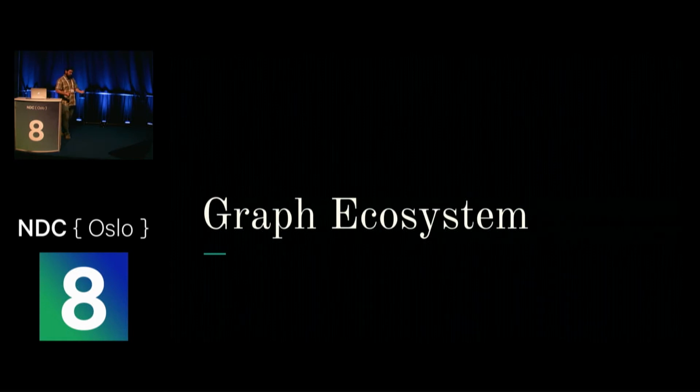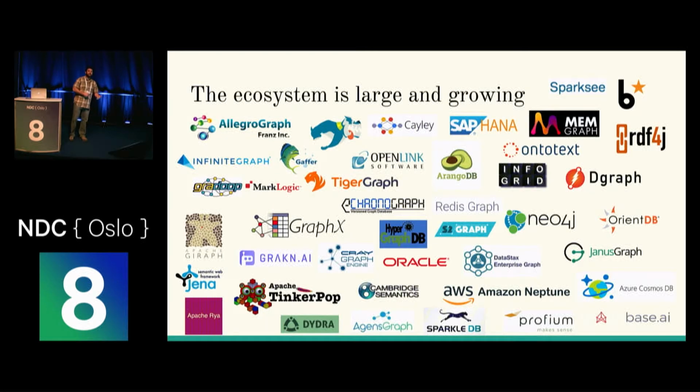So now that we know a little bit about graph databases, I wanted to talk a bit about the graph ecosystem. I call it an ecosystem because it's large. The graph ecosystem is very large and it's rapidly growing. This slide up here, last count when I was putting it together, I'm not sure I got all of them, but there were 43 different graph data stores up there.